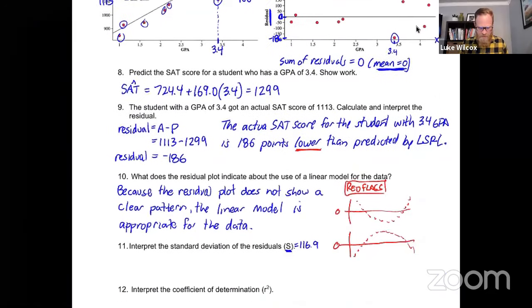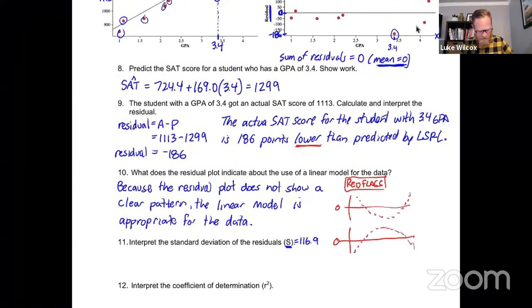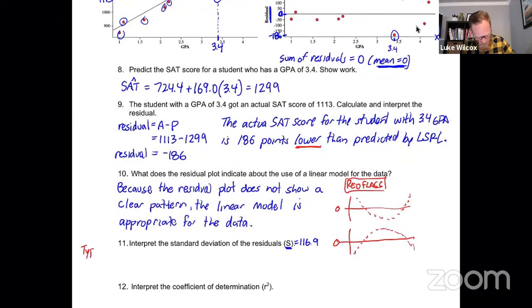That's what S represents. So sometimes I'll even call it that. I will call it the typical prediction error. It's telling you what your typical residual might look like. And you probably want this value to be as small as possible. Now, in terms of interpreting it here, we want to talk about prediction error and sort of like what a typical prediction error looks like.